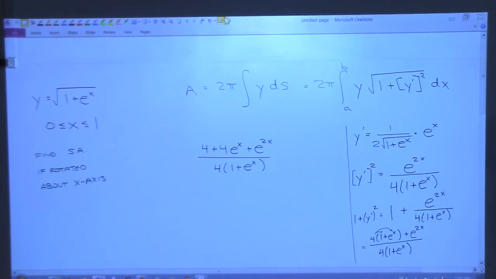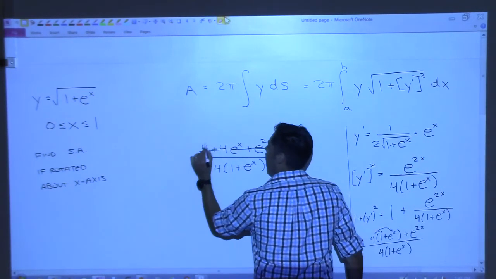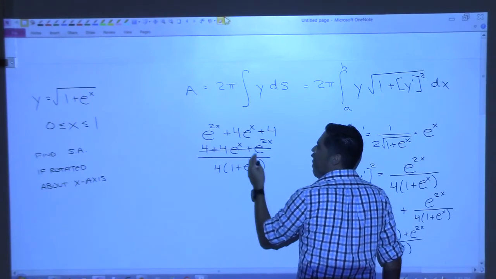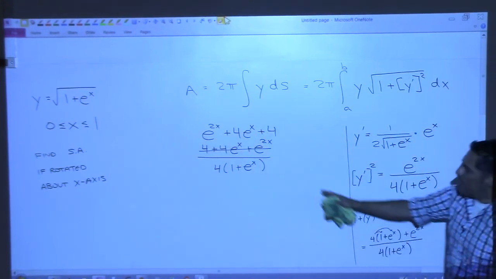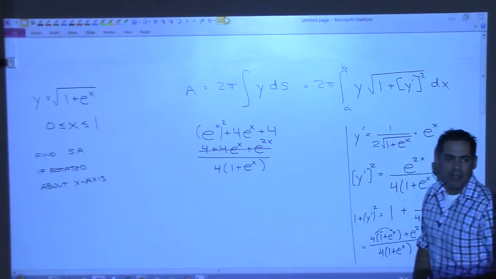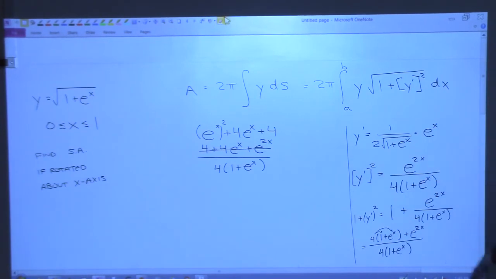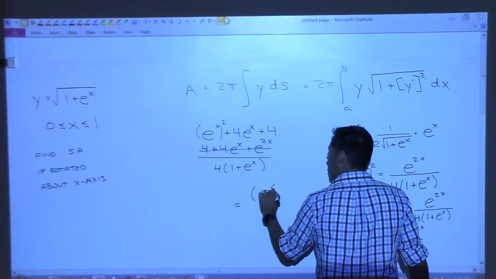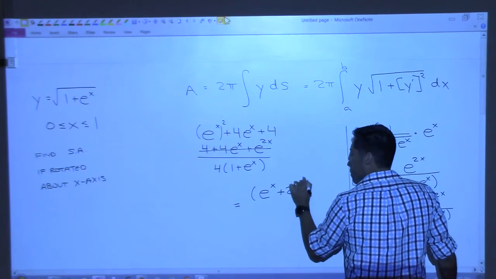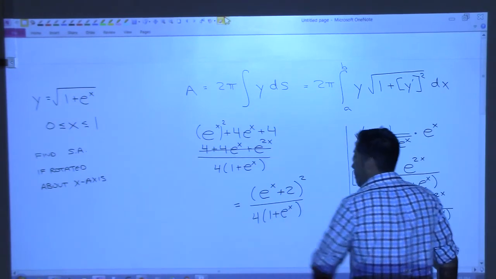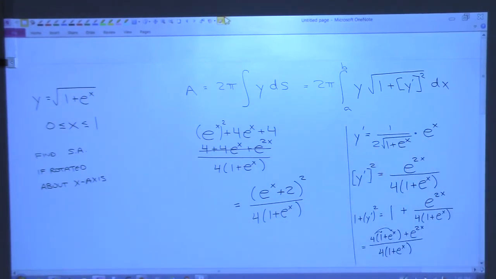Does that numerator factor? It does factor. It might be easier if you look at it this way: e to the 2x plus 4e to the x plus 4. If you look at it that way, this is like a quadratic, because that 2x really means e to the x squared, right? So it's like u squared plus 4u plus 4. So we do a little factoring here. What is this? e to the x plus 2, squared, all over, we'll just leave this alone, 4 times 1 plus e to the x, like that. Okay, so that is the derivative squared plus 1.